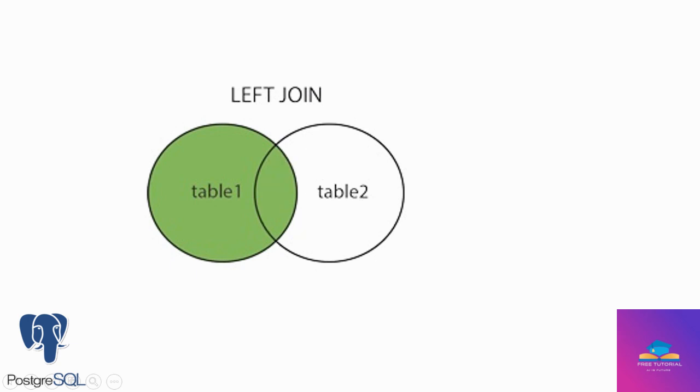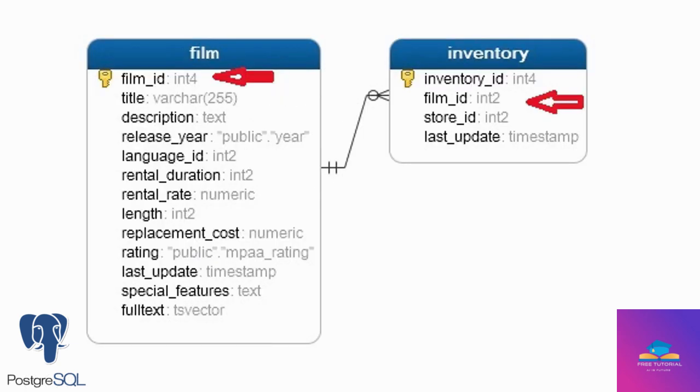So let's have a look at a quick ER diagram. ER basically means entity relationship diagram. So it gives you a diagram of the relationship between two tables.